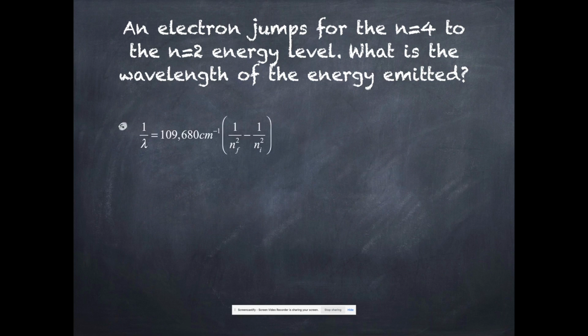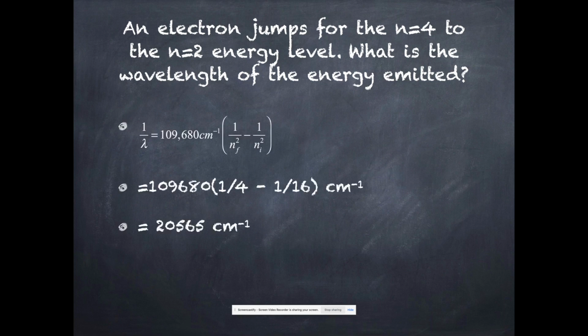Now, what about for the 4 to 2 jump? Do a very similar calculation, and we end up with 4.86 times 10 to the negative 5th centimeters, or what we would call 486 nanometers.